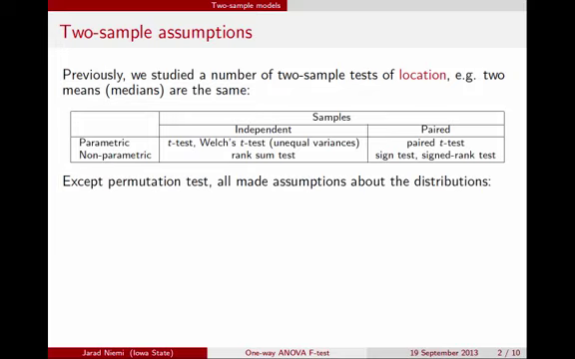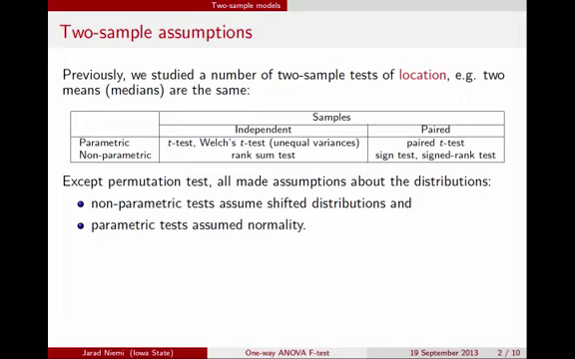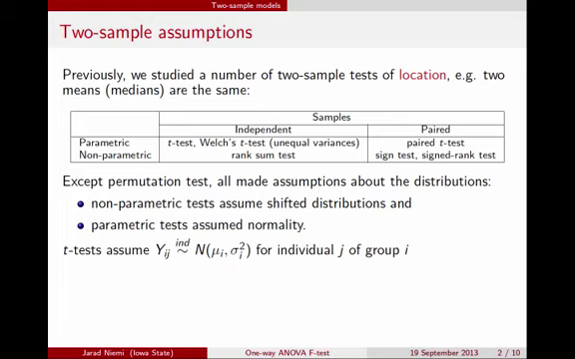And all of these tests, with the exception of the permutation test that we also talked about, make some distributional assumptions. In particular, even the non-parametric test typically assumes some kind of shape of the distribution being the same between the two samples. More importantly, the parametric test assumed having actual normality of the data. In particular, the t-tests assume this kind of structure.